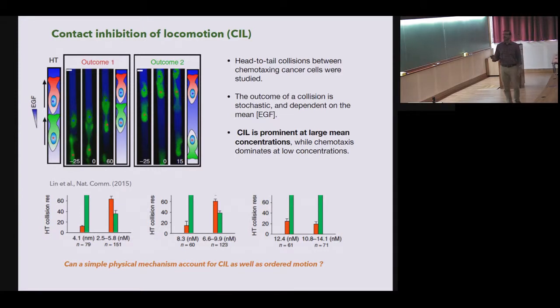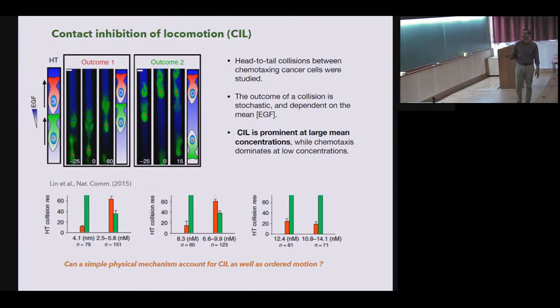But it could also happen with a certain probability that the trailer cell completely reverses its polarity and at least temporarily moves down the gradient. Okay, and the interesting thing is that the relative probability of these two outcomes was found to depend on the mean concentration of the attractant molecules in the surroundings.